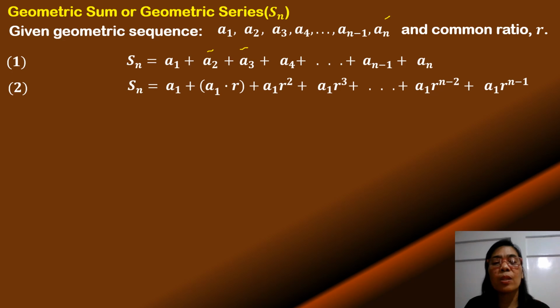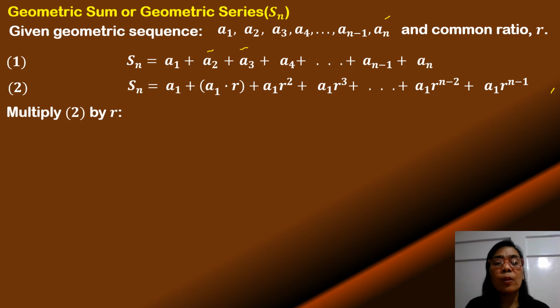Let us denote this equation as equation 2. So we have a sub 1. We know that a sub 2 is a sub 1 times r. A sub 3 is a sub 1 r squared. A sub 4 is a sub 1 r raised to 4 minus 1, or 3. Then a sub n minus 1 is a sub 1 times r raised to n minus 1 minus 1, or r raised to n minus 2. A sub n is equal to a sub 1 times r raised to n minus 1. So we have now the second equation for the sum of the terms in a geometric sequence.